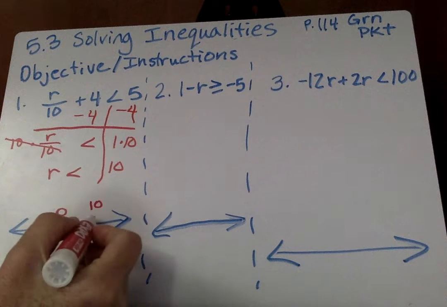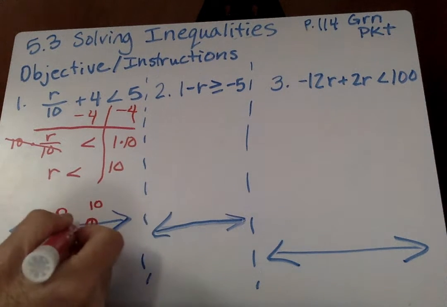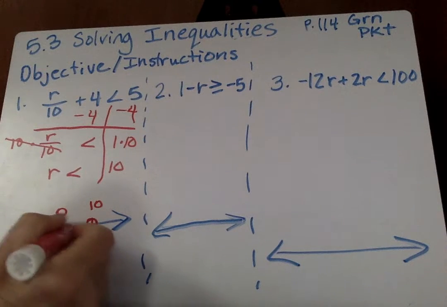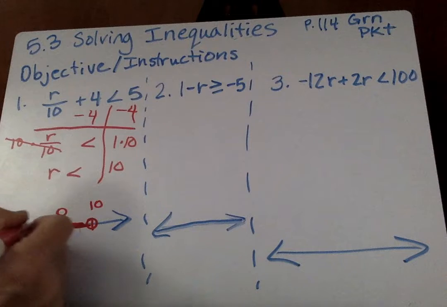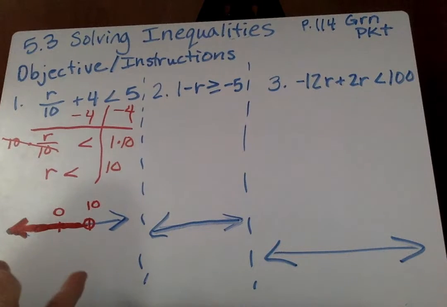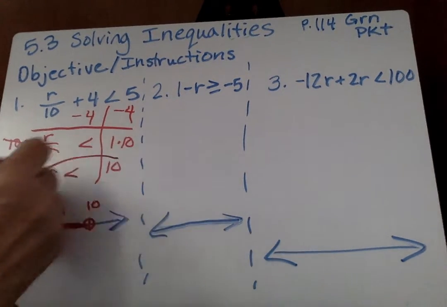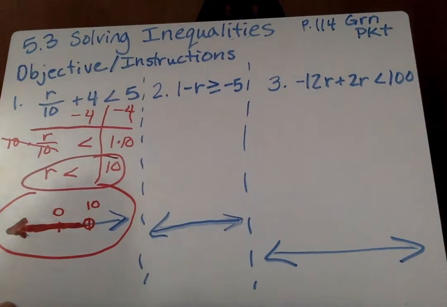Okay, it's going to be an open dot at 10 because this does not include or equal to. So less than means it's a circle, not included. And you shade the direction of the inequality when the variable's on the left side. And we're done. So again, this and this are your two answers for number 1.